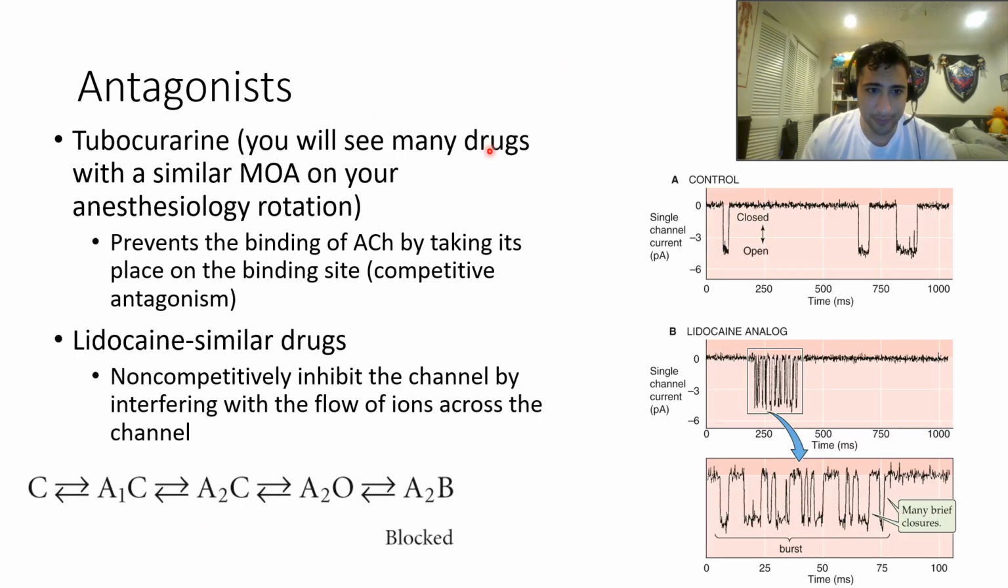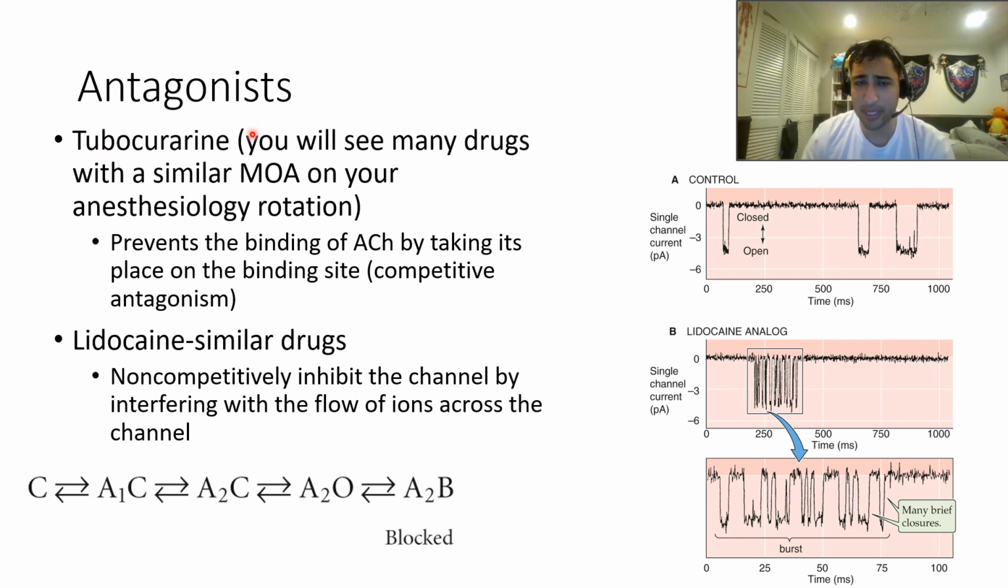And the issue is that you can close this channel or you can block it. All right. So competitive inhibitors will compete for these sites. Close A1C, A2C, then it opens. It'll prevent there from being 2 acetylcholines. A non-competitive inhibitor will just block.